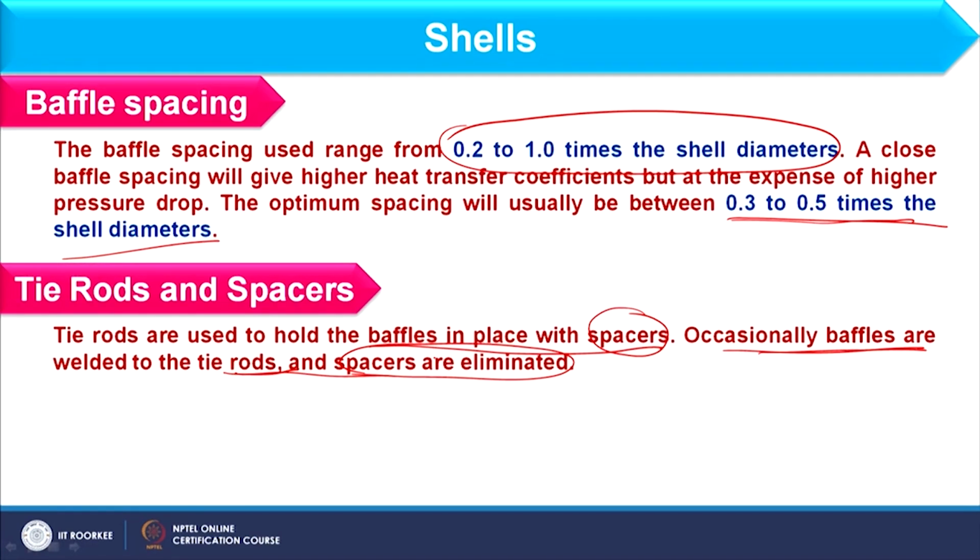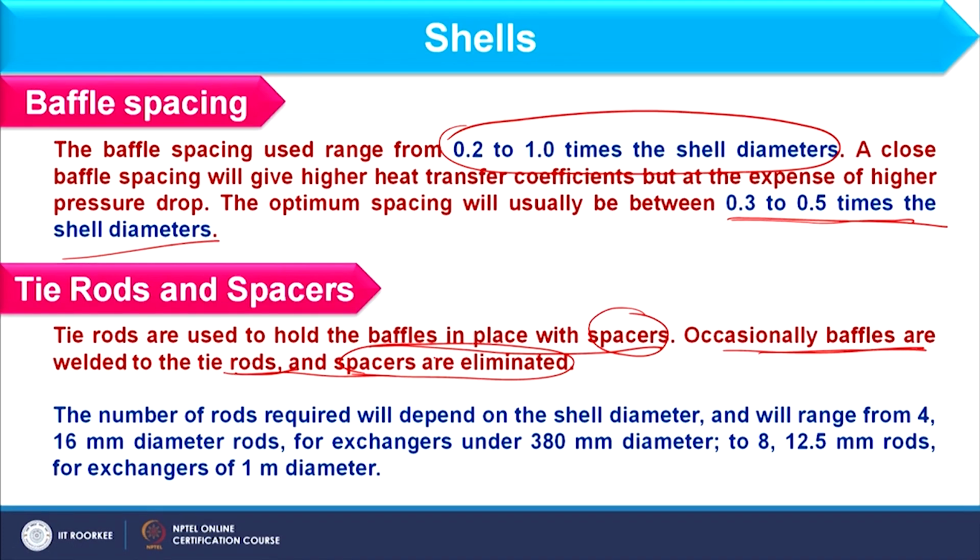but that is a permanent connection that you cannot replace for maintenance purposes, right. So, as far as tie rods are concerned, we can consider 4 rods of 16 mm diameter when the exchanger diameter or shell diameter is up to 380 mm, and when shell diameter is up to 1 meter, you can consider 8 tie rods having 12.5 mm diameter. So, in this way you can decide the tie rods, and then we will focus on tube sheets.